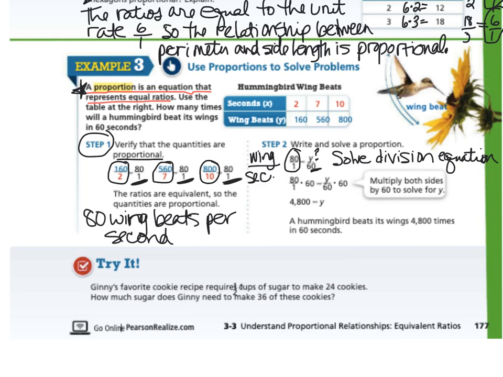And how do I solve a division equation? I have to multiply both sides by 60 to get the y number by itself. So those 60s cancel each other out, and then I get 80 over 1 times 60, which is 4,800. So a hummingbird beats its wings 4,800 times in 60 seconds.